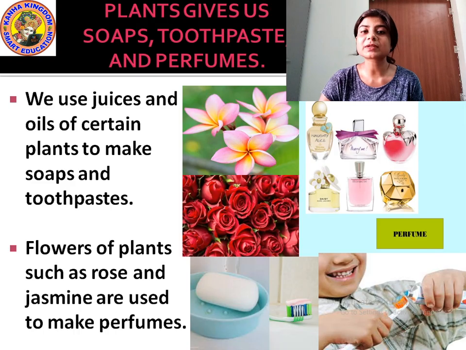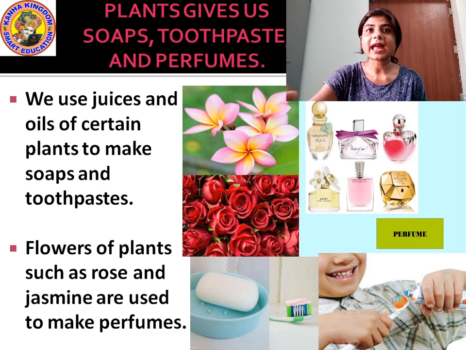Oil is obtained from the seeds and fruit of plants like sesame and mustard. Plants like sunflower, coconut, mustard and olive also give us oil. Plants also give us medicine. Some plants have medicinal use, for example neem, tulsi, clove, turmeric and brahmi. These plants are used to make medicines.